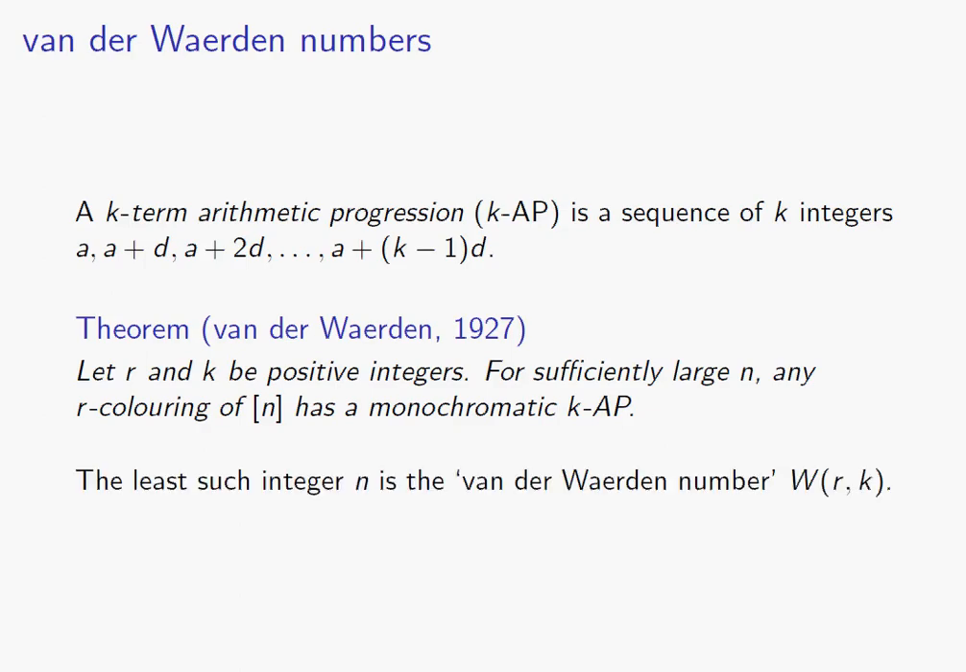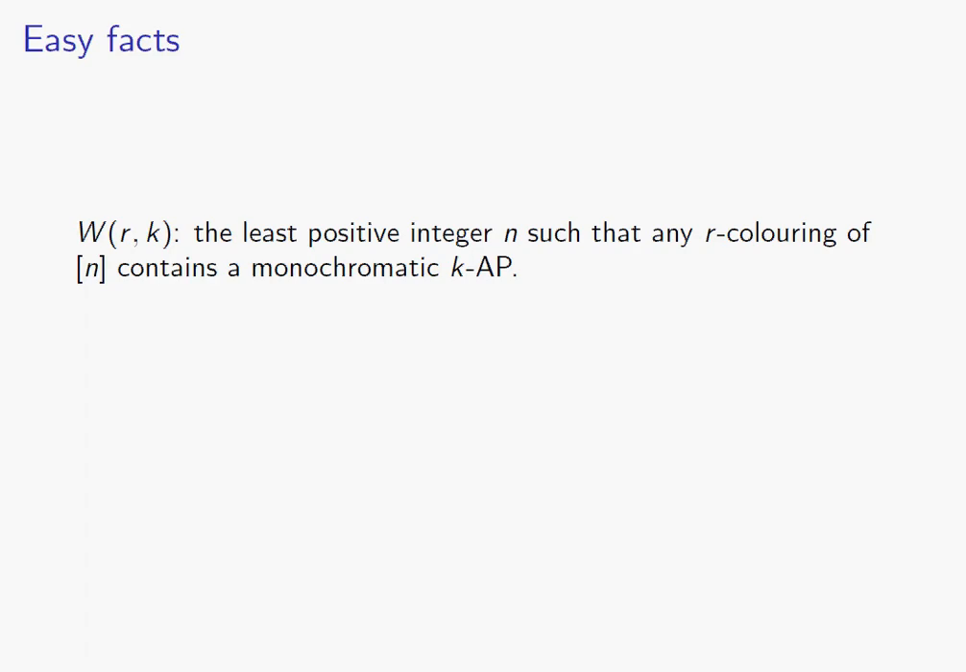The least such integer n for which this guarantee kicks in is called the van der Waerden number, w of r comma k. So again, for n up to 1 less than this w of r comma k, there is an r-coloring of the integers 1, 2 up to n, so that there are no k-term arithmetic progressions all painted with the same color. But at the van der Waerden number or beyond, there is a guarantee that no matter how we paint the integers from 1 up to n, there will be a k-term arithmetic progression, all of whose integers are the same color.